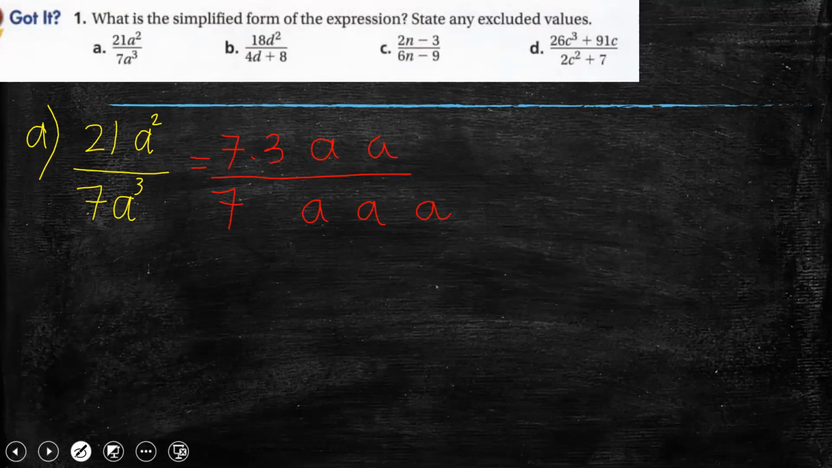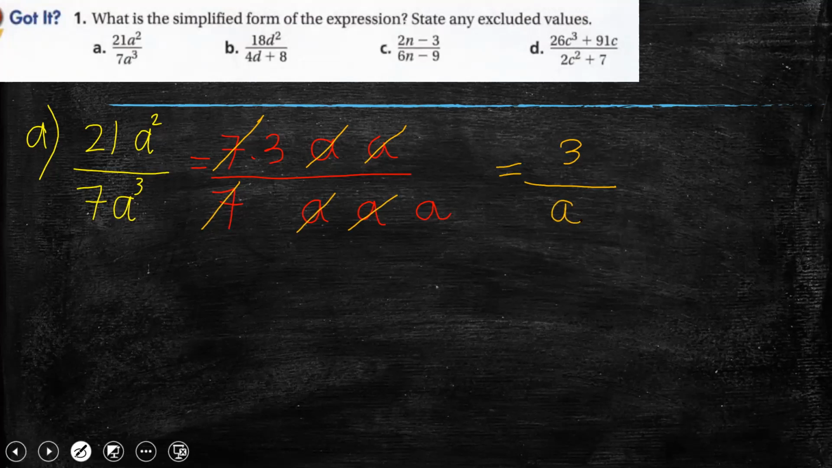Now let's simplify them. 7 with 7, a with a, a with a. So what do I have in the numerator? I have 3 only. In the denominator? I have only a. Exactly. So the simplified form for the first one is 3 over a. Is it clear now? Yes, teacher.